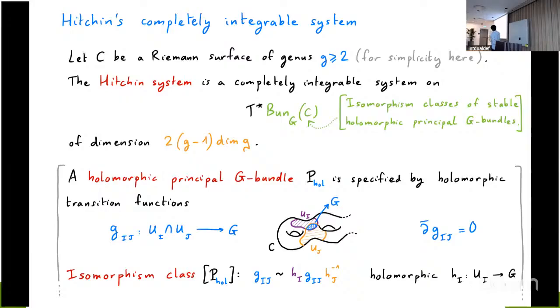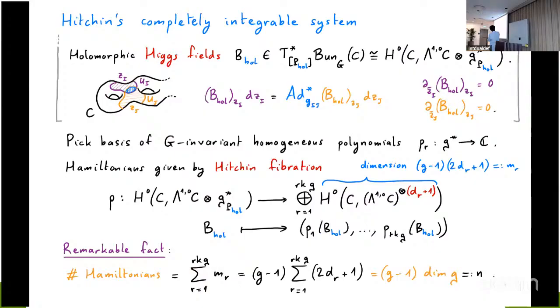So if two transition functions are related in this way for every pair of patches, then the two corresponding principal bundles are called isomorphic. And the reason is because this transformation is basically just a change of local trivialization. So you don't want to distinguish two principal bundles described in a different local trivialization. Okay. So what's the cotangent bundle of this space?